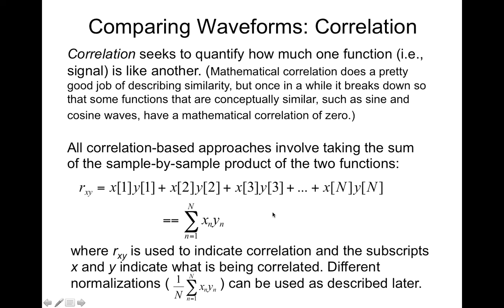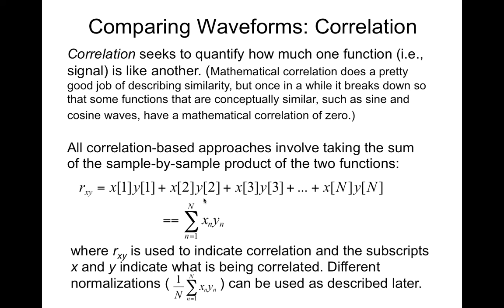So let's look at how we might compare waveforms like the two that we saw that might give us a better indication of similarity between signals. And so first we need to describe correlation. So basically correlation seeks to find a way to quantify how much one function or signal is like another. So correlation-based approaches all involve taking the sum of a sample by sample product of the two functions.